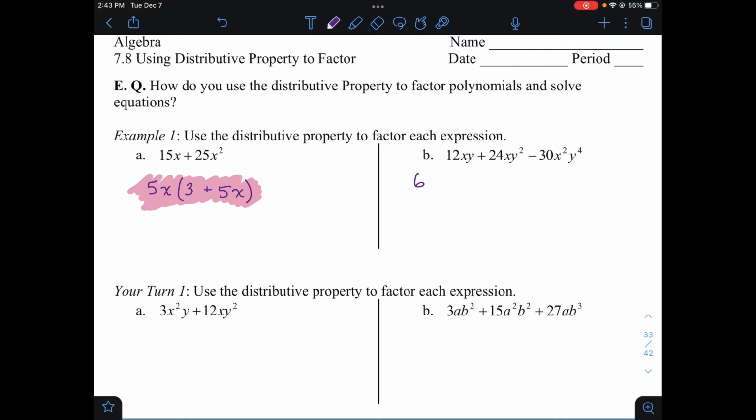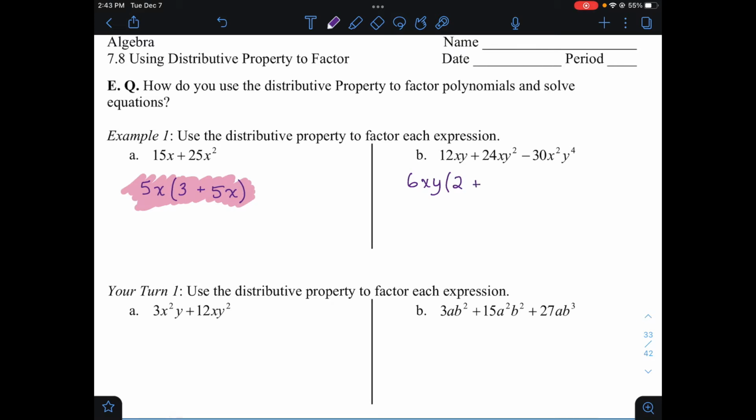And then xy squared, x squared y to the 4th. Well, xy, that's the largest I can pull out because I can't pull any more out. So 12 divided by 6 is 2. I pulled out both x's and y's. 24 divided by 6 is 4. I pulled out the x, so I no longer have an x. There were two y's. I pulled one of them out, so I have one y left.